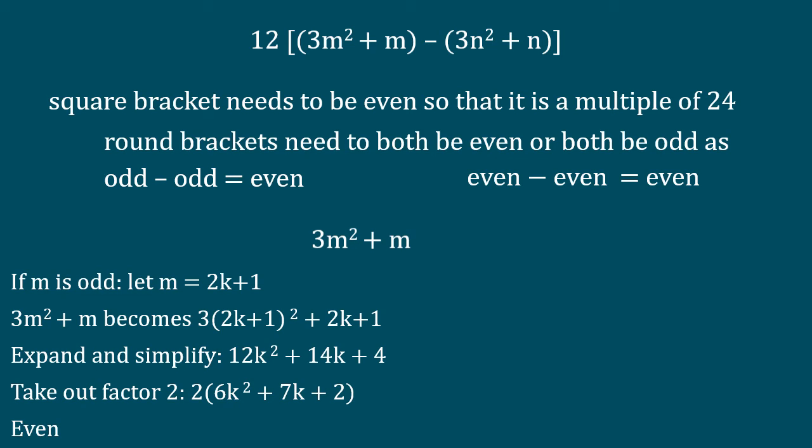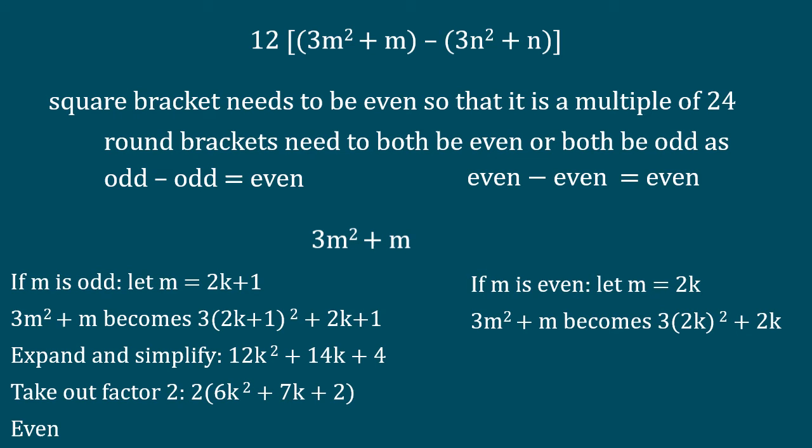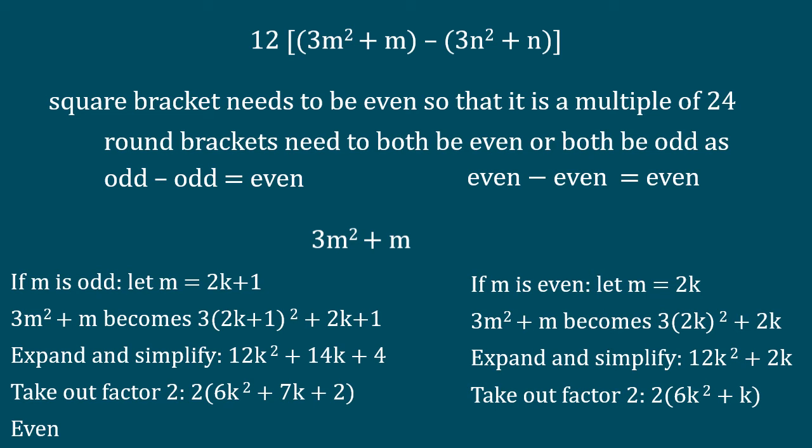But what if m is even? If m is even, we can let m equal 2k. Once we substitute that into 3m squared plus m, and then we expand and simplify and take out a factor, we find that it's still even. So actually in the round brackets, it's definitely even numbers.